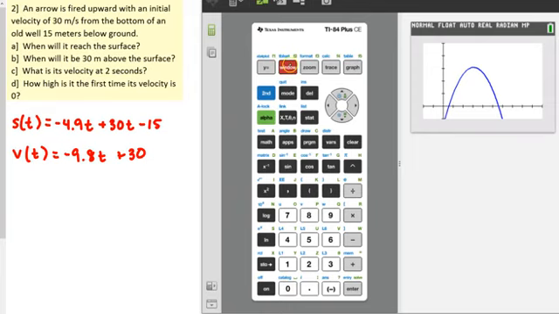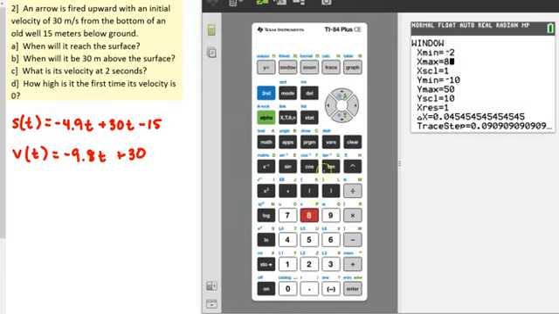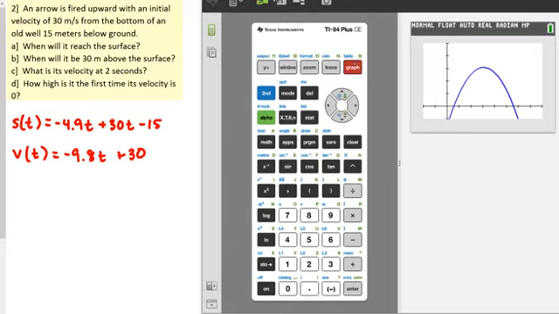We don't even need our x values to go that far. We could go to 8, let's say, and then it does an even better job of filling up the majority of the screen. When will it reach the surface? So we're looking for the zeros. We're looking for the times when the graph is at a height of 0.